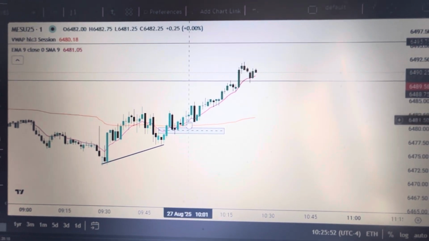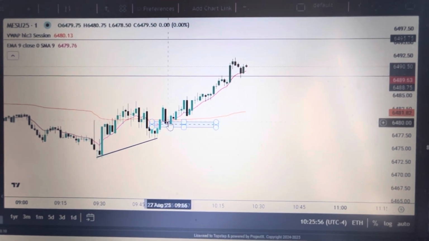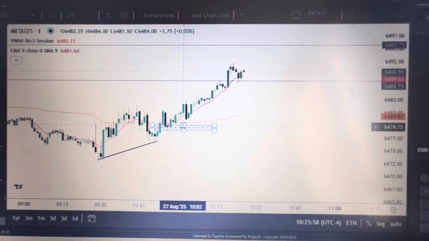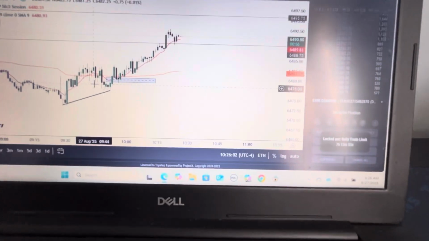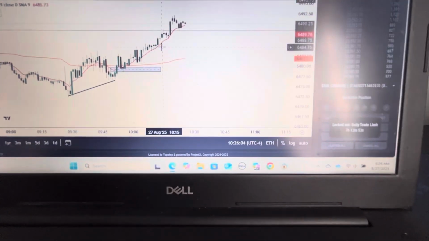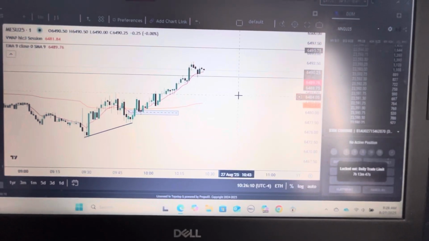I did not notice these moving averages, but now looking back, I also see that the 9 has moved above the VWAP. So that's also a confluence you can use. It's not one that I typically use. I didn't even notice it when it was happening, but I see it now. So maybe that's something I'll use in the future.